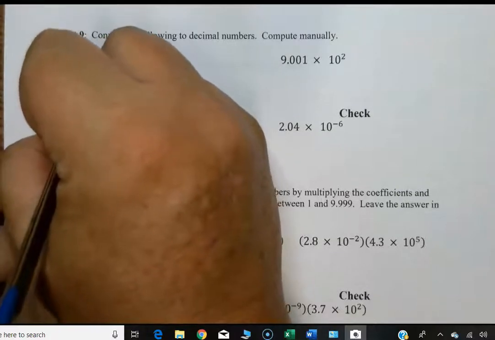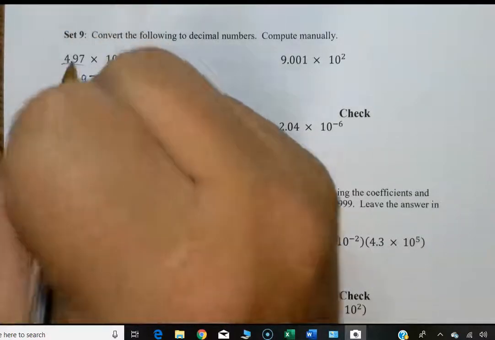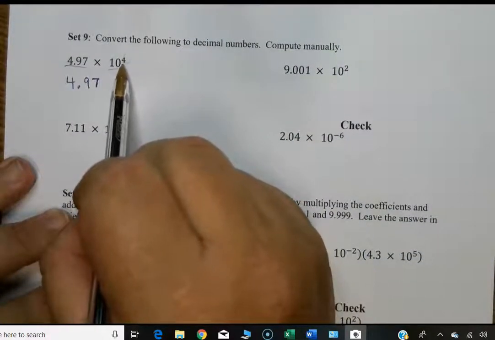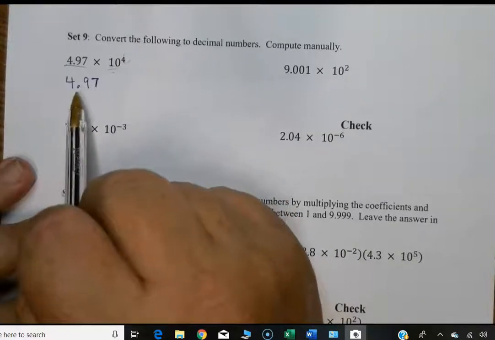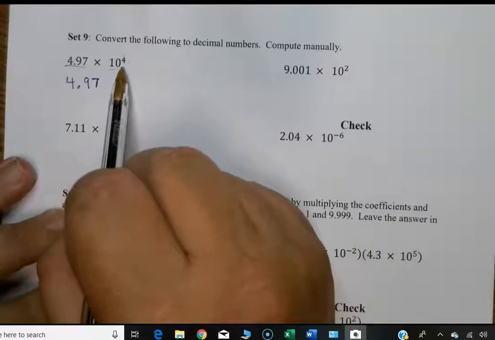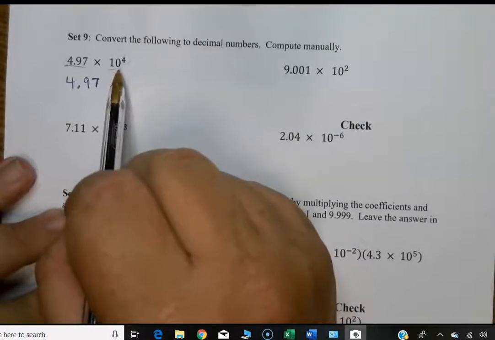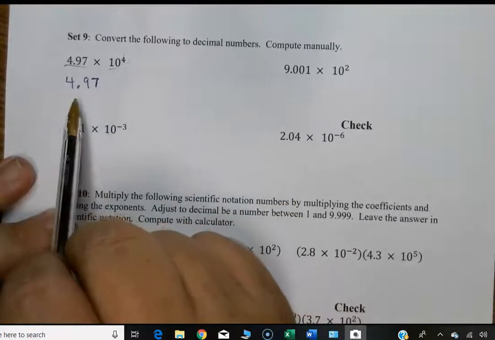And rather than memorizing positive is right, negative is left, all that, you just ask yourself, is 10 to the 4 going to be a big number or a little number? Is it going to be a number bigger than 4.97 or smaller? And the answer is pretty clear. 10 to the 4th is a big number. It's 10,000, right?